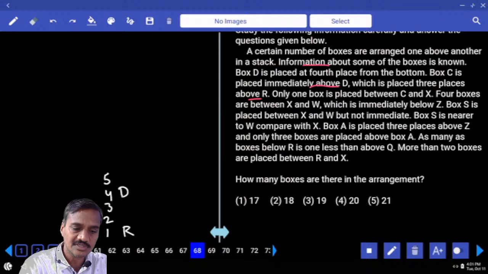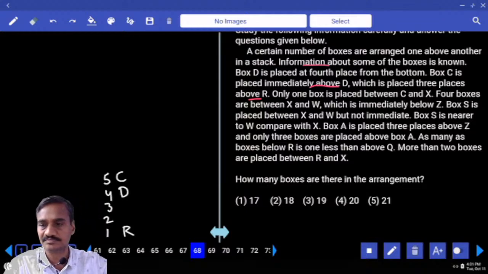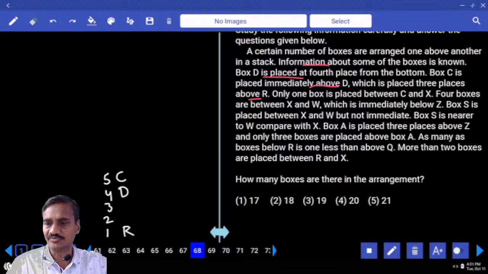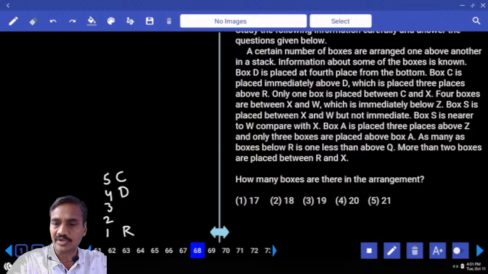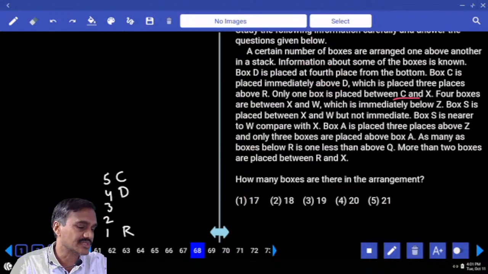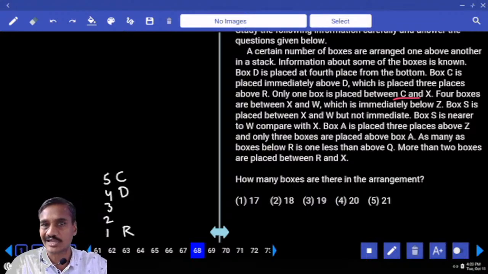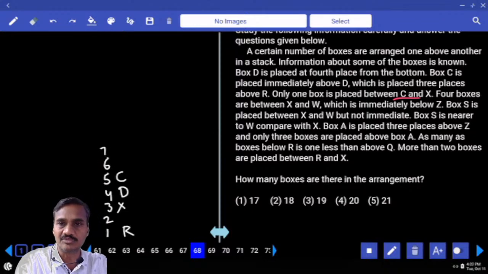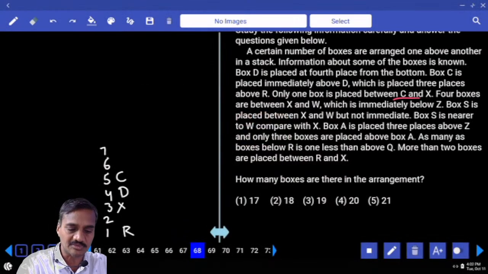Now where is this C? C is placed immediately above this D. D is placed at the 4th, C is placed immediately above D. D is 3 places above R. Only one box between C and X. Between C and X, tell me how many boxes? There is exactly one box. Hence X can be at the 3rd place or X can be at the 7th place. Hence how many possibilities? 2 possibilities. Now in the second possibility, R is here and D is here, C is here, X is here. Hence we have 2 possibilities.